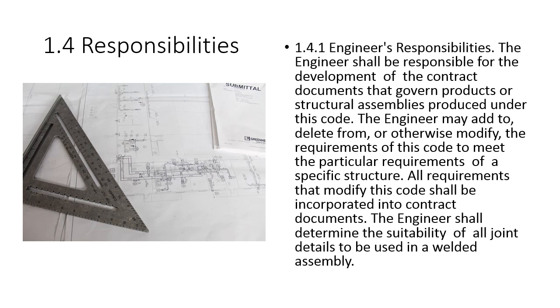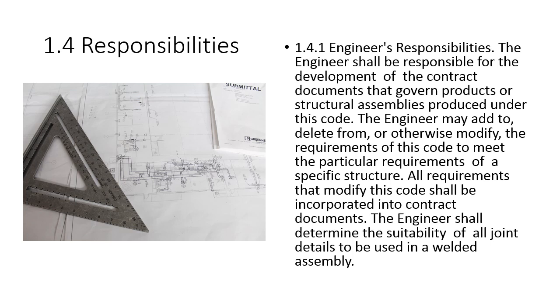1.4.1, Engineer's Responsibilities. The engineer shall be responsible for the development of contract documents that govern products or structural assemblies produced under this code. The engineer may add to, delete from, or otherwise modify the requirements of this code to meet the particular requirements of a specific structure. All requirements that modify this code shall be incorporated in the contract documents. The engineer shall determine the suitability of all joint details to be used in a welded assembly.